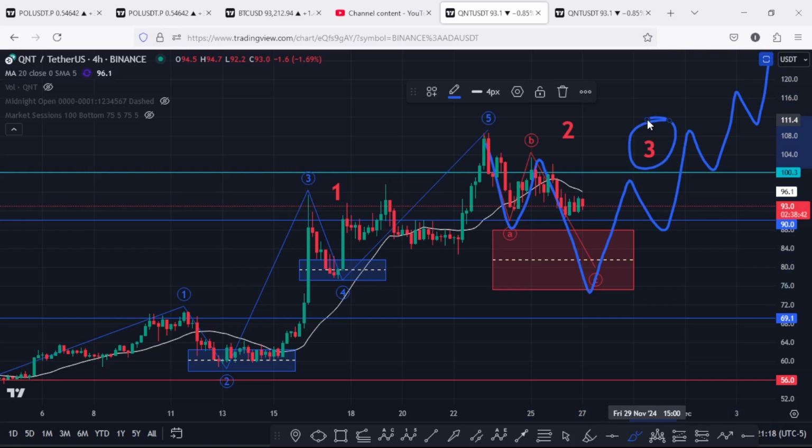So that is the price action that I'm expecting on the short term and also on the long term. And let's be patient and see how that plays out. And I will be keeping you up to date.